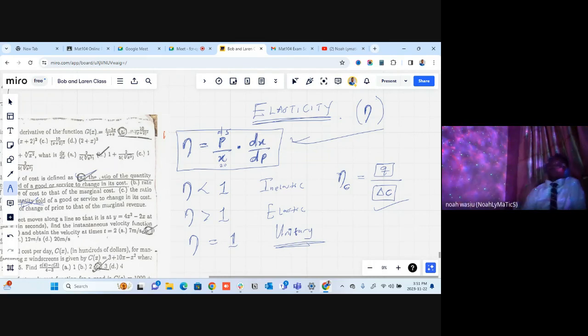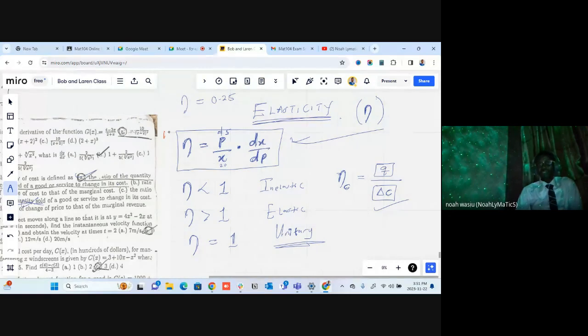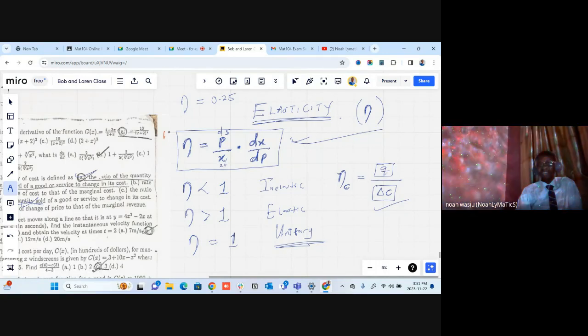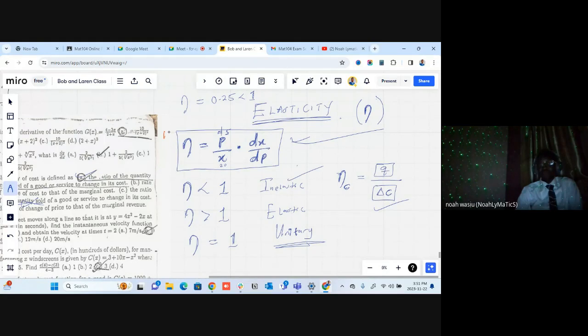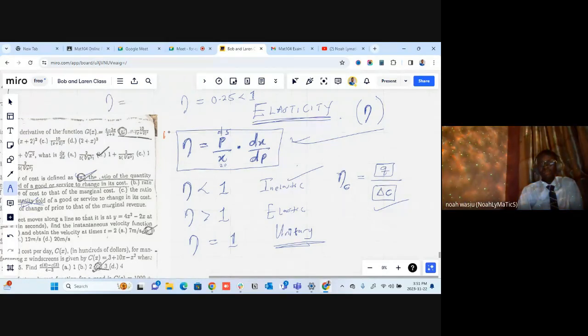If it's less than 1, what do I mean? After solving this N, let's say I got my N to be equal to 0.25. If I ask you, is this elastic or inelastic? Automatically, this is inelastic, because 0.25 is less than 1, and it falls here. What if I end up solving this question using the formula, and I have my N to be equal to 4.5?